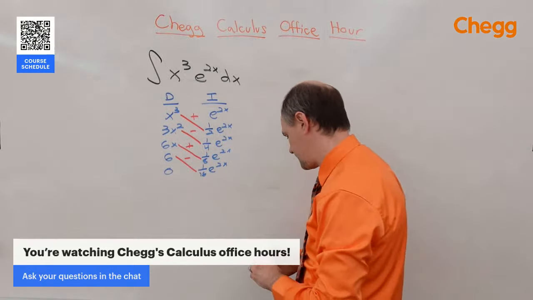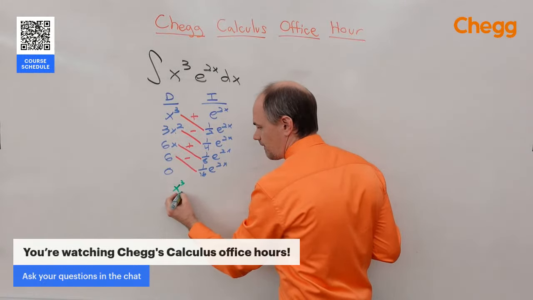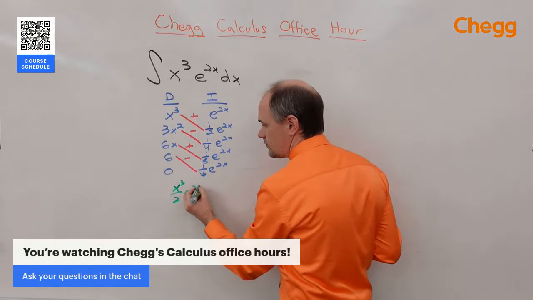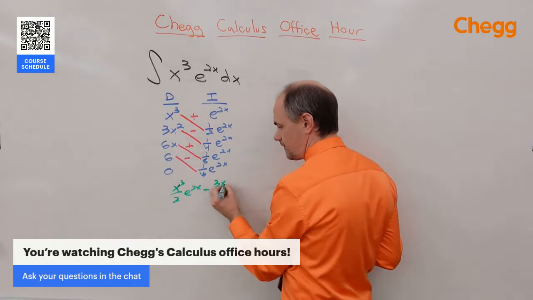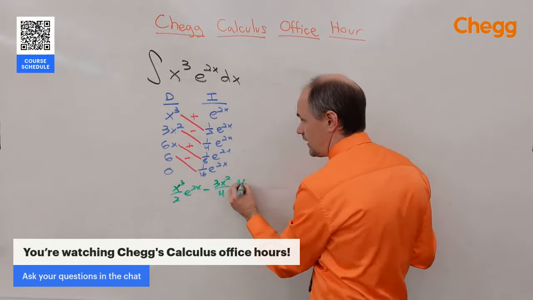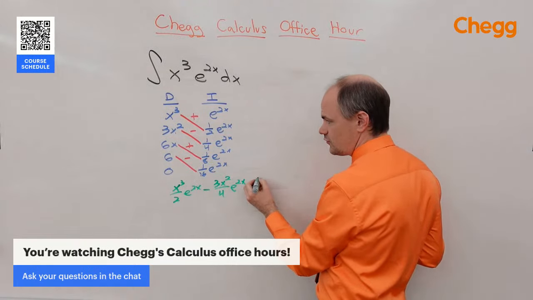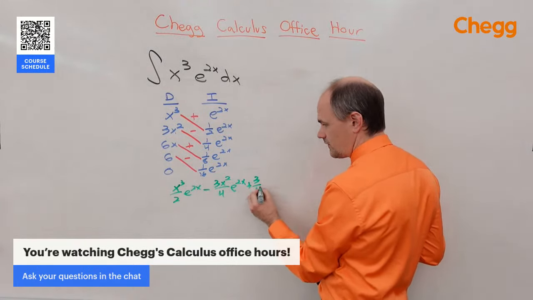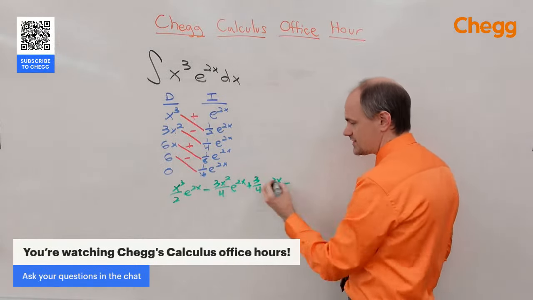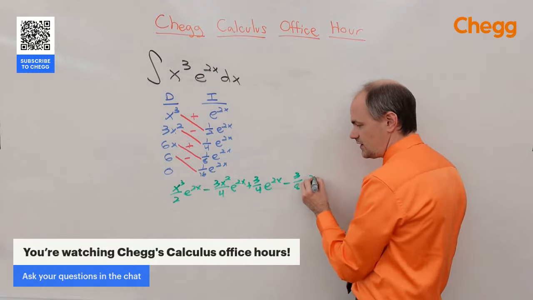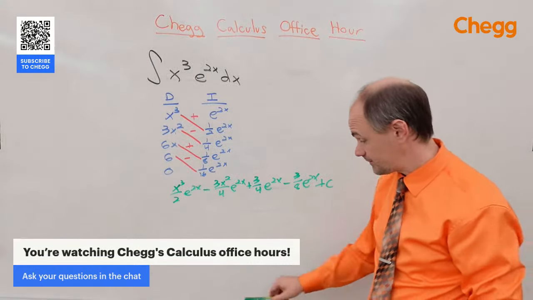So mapped out, my answer is x cubed over 2 e to the 2x minus 3x squared over 4 e to the 2x plus 6 over 8, that's going to reduce to 3/4 e to the 2x, minus 6 over 16, that's going to reduce to 3/8 e to the 2x. Don't forget the plus c, and we've got our entire thing.